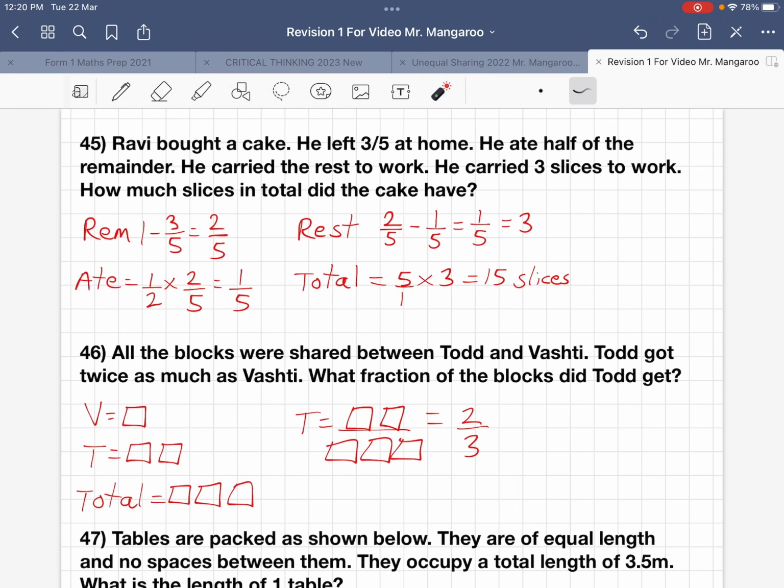Ravi bought a cake. He left 3/5 at home. Right, so he remained with 2/5. He ate half of the remainder, so half of the 2/5 is 1/5. He carried the rest to work, which is 2/5 take away 1/5 is 1/5. And they are telling us that 1/5 is equal to a third, because he carried 3, which is 1/5. So when we have a fraction is equal to an amount, we can flip the fraction and multiply it by that amount to find the total.